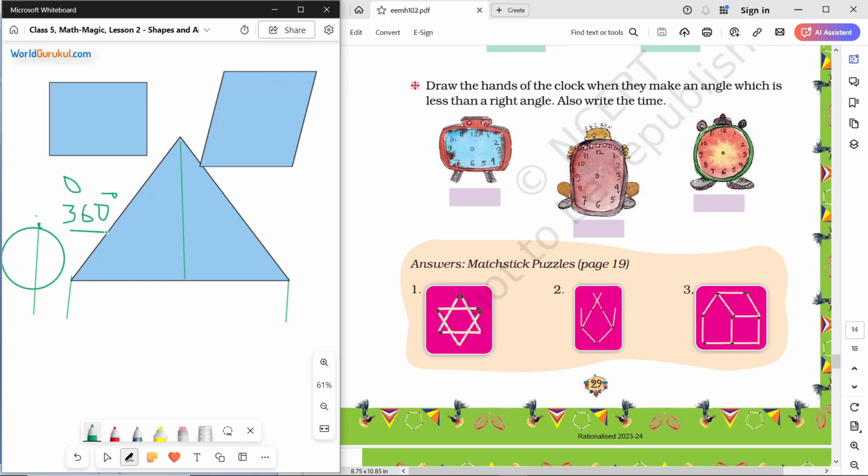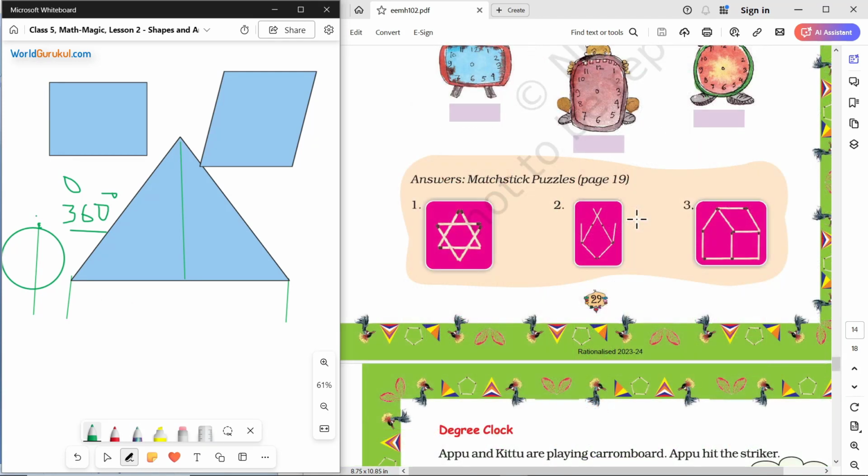When the hour hand travels like this and comes back, it's making 360 degrees, right? Okay, so a second hand will make 360 degrees in 1 minute. Minute hand makes 360 degrees in 1 hour, and hour hand makes 360 degrees in 12 hours. Watch your clock and check yourself. These are the answers to the match puzzles we have seen earlier.